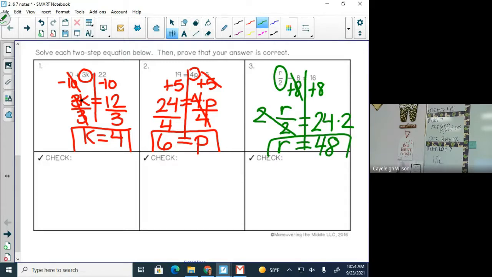This was division, right, Terry? This was division. So the opposite of division is to multiply. So that's why I multiplied by 2.